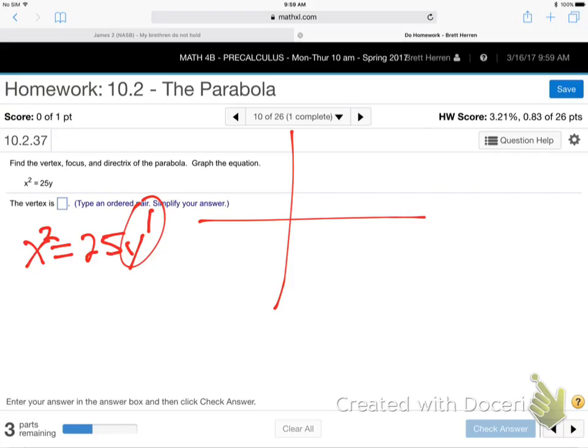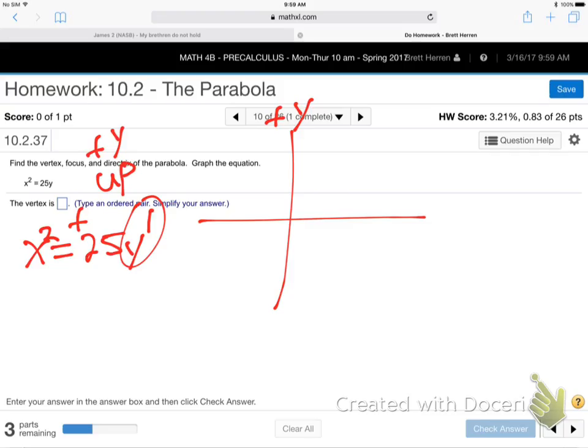So it tells us y, and what is that 25? Is that a positive 25 or a negative 25? It's positive, so it's positive y. It's going up. This is a parabola going up, isn't it? All right, positive y, up. So anyway, we know it's probably going up.